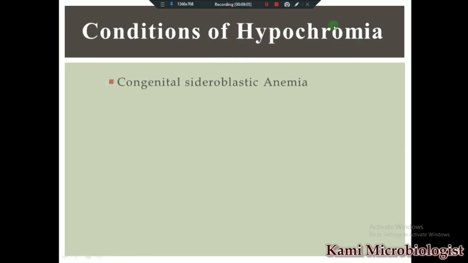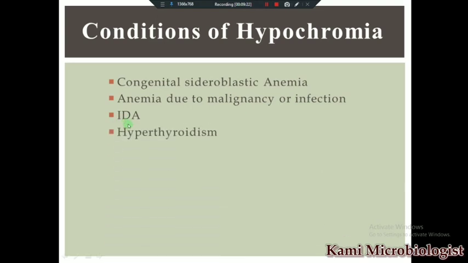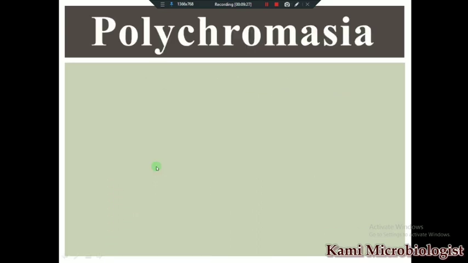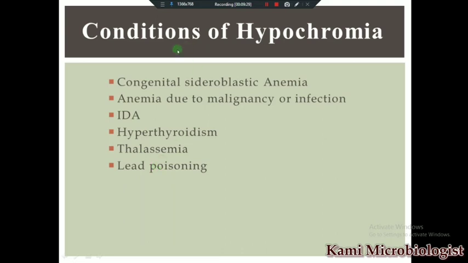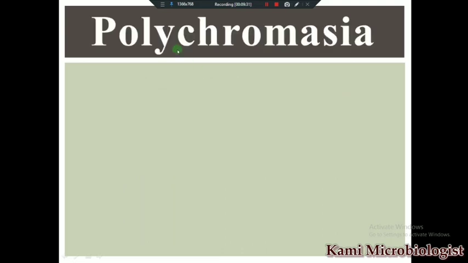Hypochromia will be due to congenital sideroblastic anemia, anemia due to malignancy or infection, IDA, which means iron deficiency anemia. Next we have hyperthyroidism, thalassemia, lead poisoning. So these are the main conditions due to which hypochromia will happen.